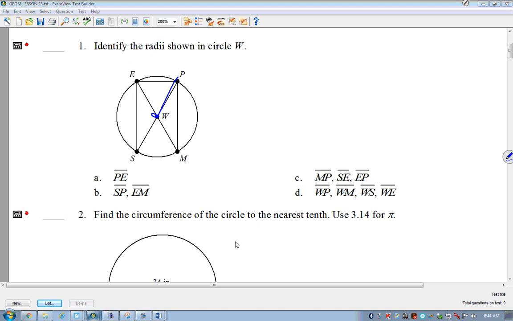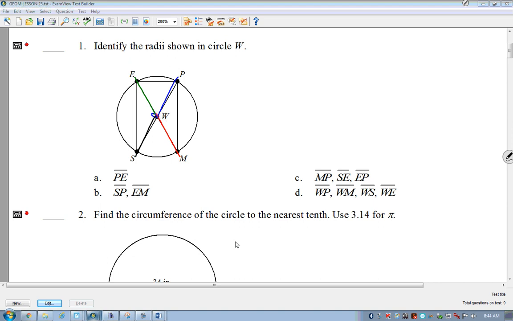WM. Okay, we'll use a different color here. Katie, can you give me another radius? WE. Good. All right, Chandler, can you give me another one? WS. Okay. Now, we do have other chords, but those are the only radii.